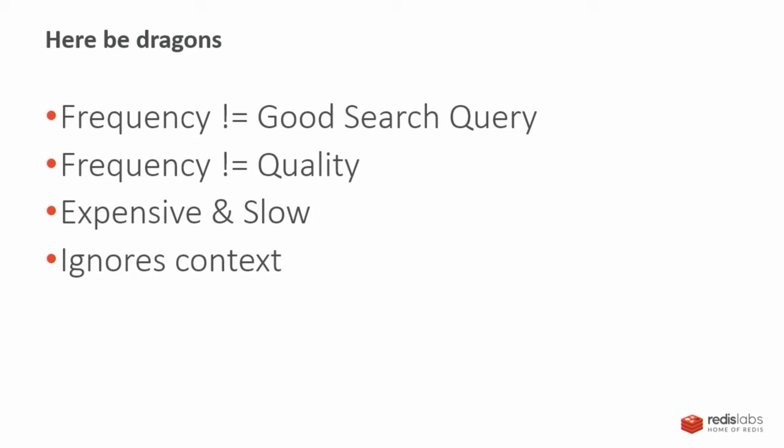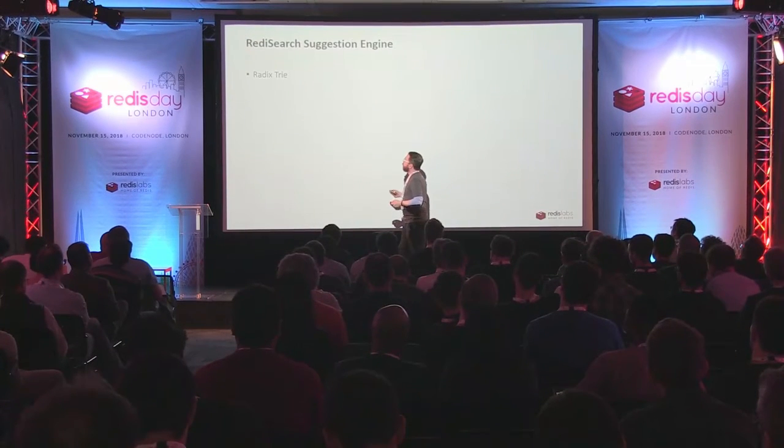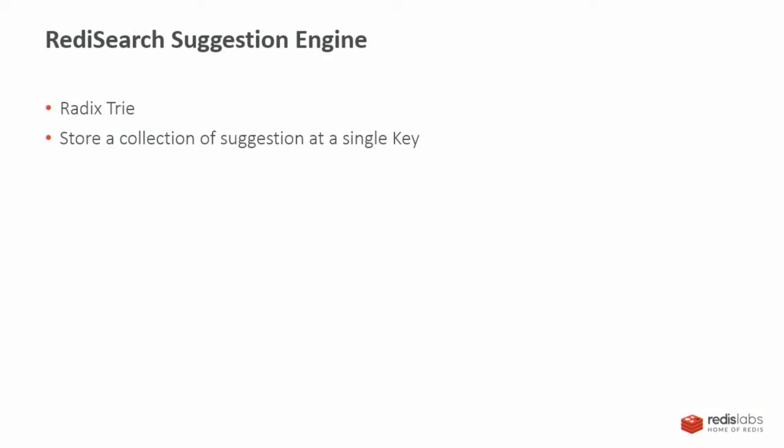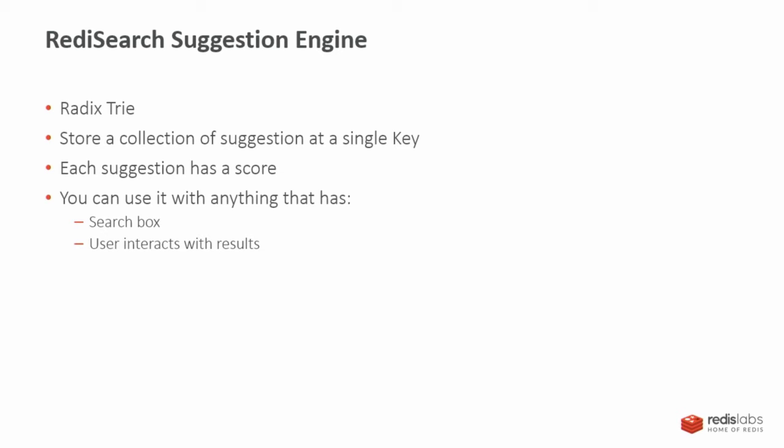The other thing is that I won't get into it a whole lot, but you can provide extra context. If you're used to Google and you're auto-completing, it will put, for example, stuff that you've previously searched in the autocomplete before something brand new. So that's context, and you wouldn't have that if you're just using this kind of out-of-the-box thing. So RediSearch uses a radix tree. It stores a collection of suggestions at a single key, and each suggestion has a score, kind of like the document.